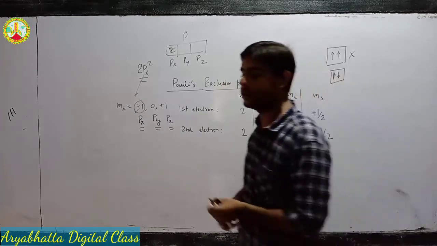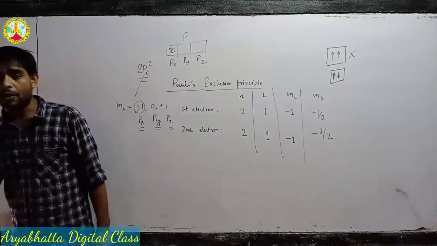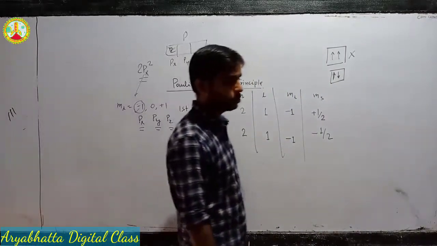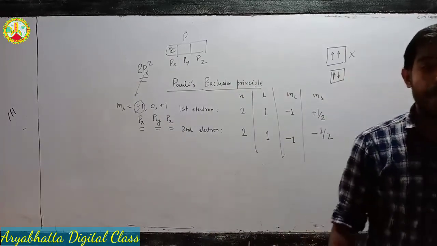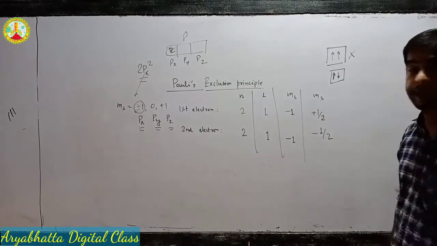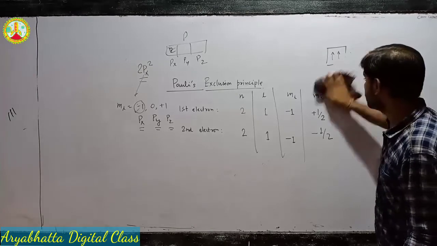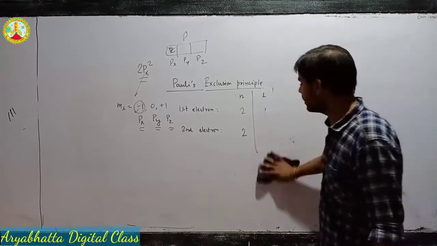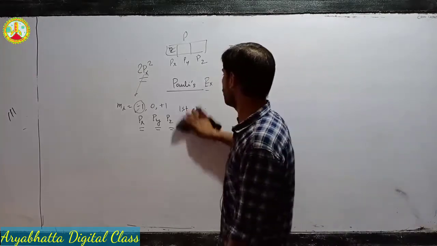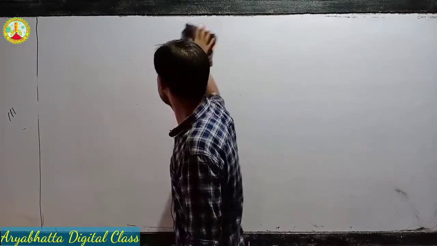So this is what Pauli tells us. Pauli tells us that you have to place the second electron in such a way that its spin is just opposite to the spin of the first electron.